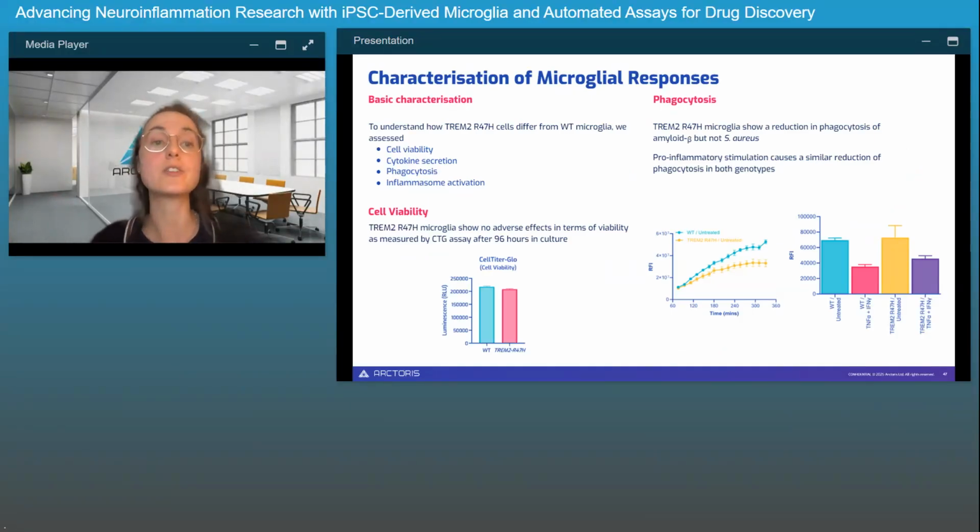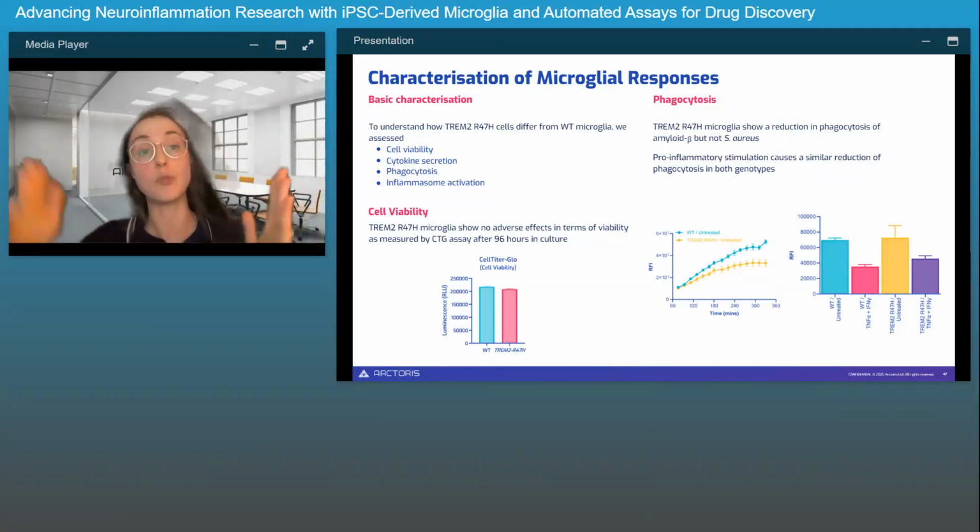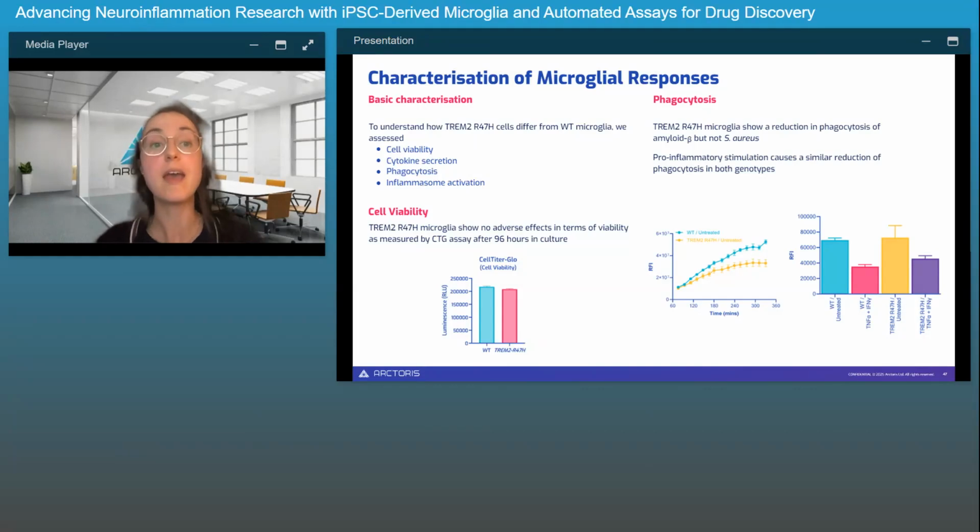So one step further, here at Arctoris, we also did some characterization of the TREM2 microglia compared to the wild-type microglia. And we saw here, top left, in a cell viability assay, we didn't really see any differences between the genotypes. However, in a phagocytosis assay, these TREM2 microglia seem to have a reduction in the phagocytosis of amyloid beta, but not of the S. aureus particles. And also, there doesn't appear to be any difference in the phagocytosis when stimulated with inflammatory cytokines.